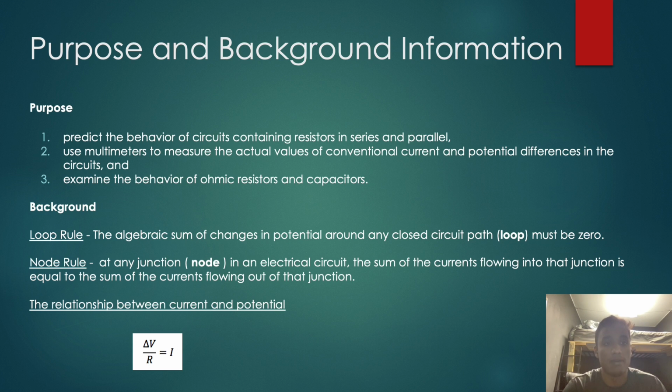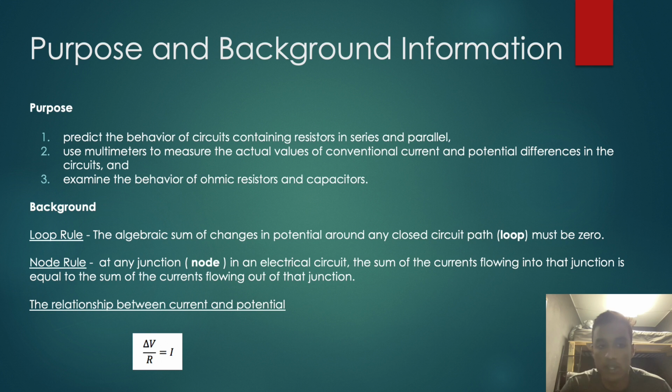The purpose of this lab was to predict the behavior of circuits containing resistors both in series and in parallel. We will do this by using multimeters to measure the actual values of conventional currents and their potential differences in circuits, and then use these values to examine the behavior of ohmic resistors and capacitors.